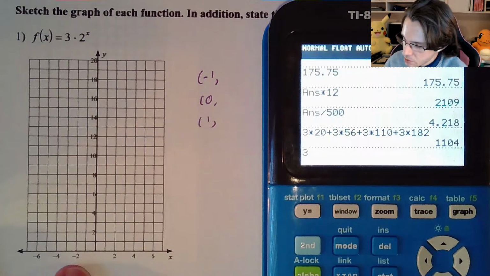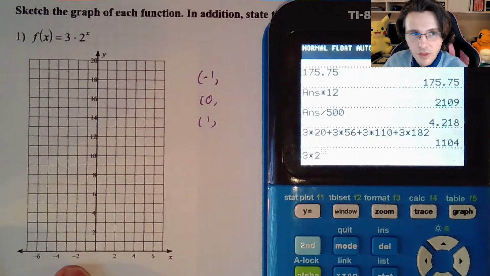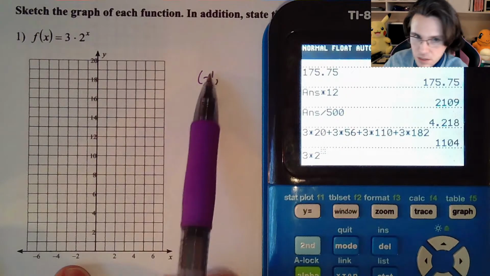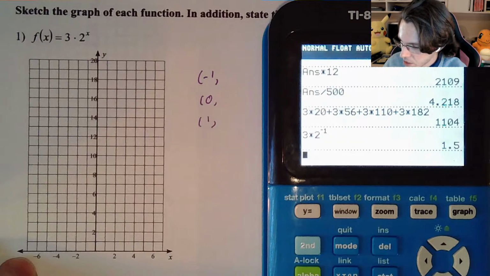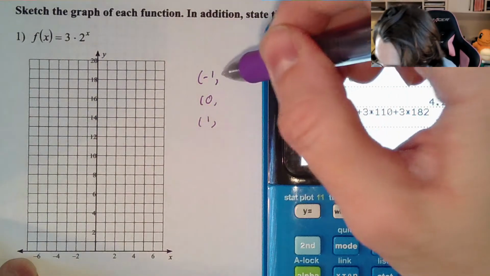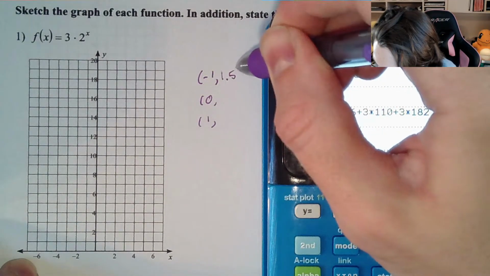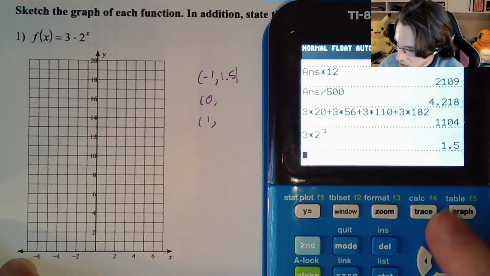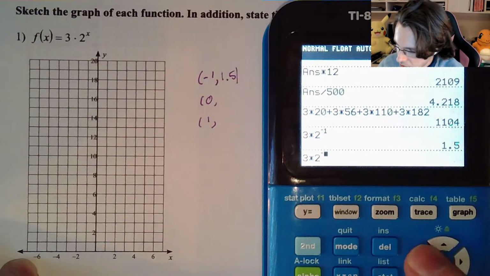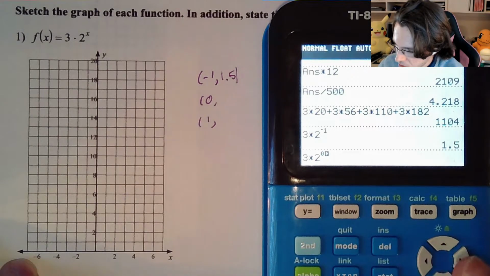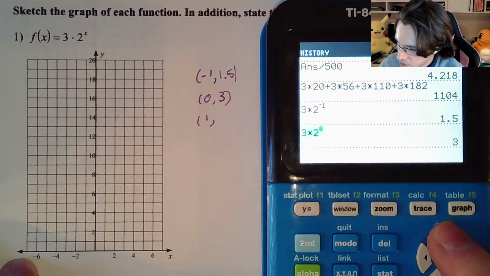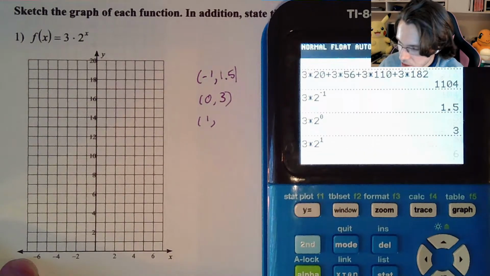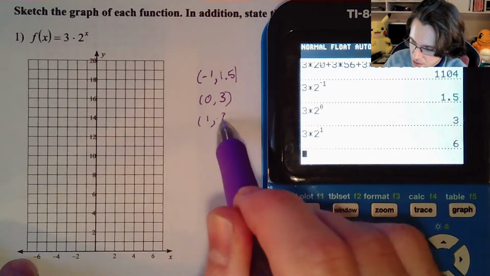We're going to be doing 3 multiplied by 2 to the power of x, and that x right there is getting replaced with -1, 0, and 1. So we'll start with -1 here. It looks like we get 1.5. And if we go ahead and replace that -1 with a 0 instead, looks like we get 3. And if we replace that with a 1, we get 6.